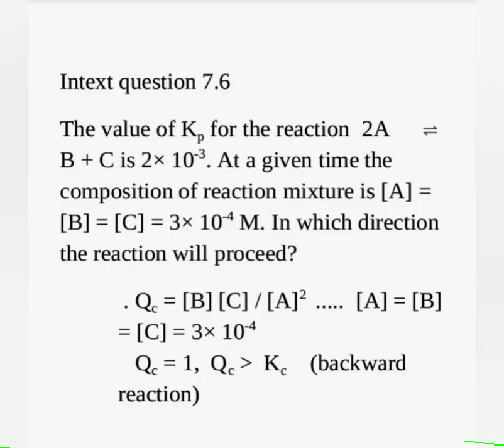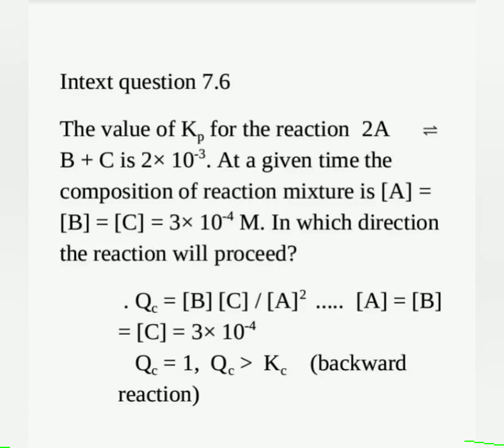So we have in-text question 7.6. The value of Kp for the reaction 2A reversibly gives B plus C is given as 2 into 10 raised to minus 3. At a given time, the composition of the mixture is given. Molar concentration of A is equal to molar concentration of B is equal to molar concentration of C, which is equal to 3 into 10 raised to minus 4 molar. In which direction will the reaction proceed?